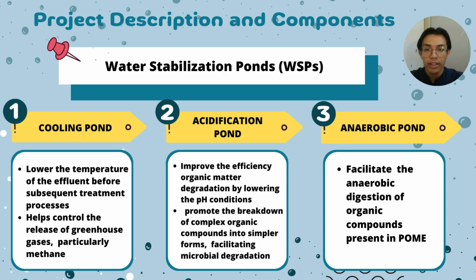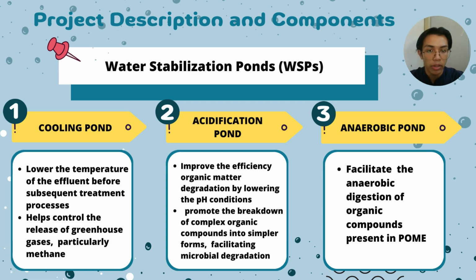PH Palm Oil Mill Gedong uses water stabilization ponds (WSP) as their way to treat their wastewater. There are 6 types of pond. The first one is the cooling pond. The cooling pond helps in lowering the temperature of effluent before the subsequent treatment process.